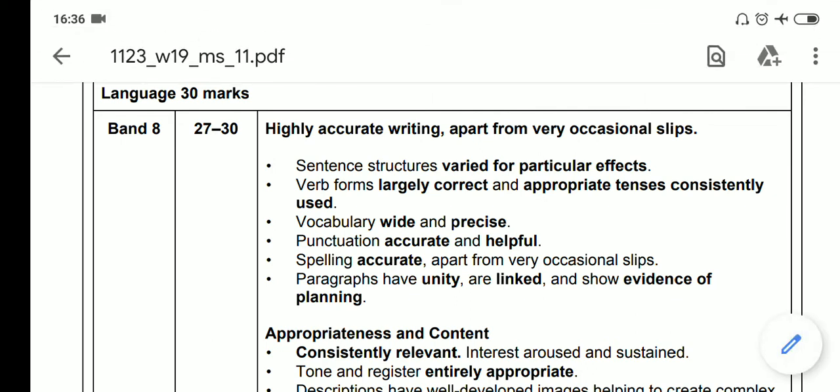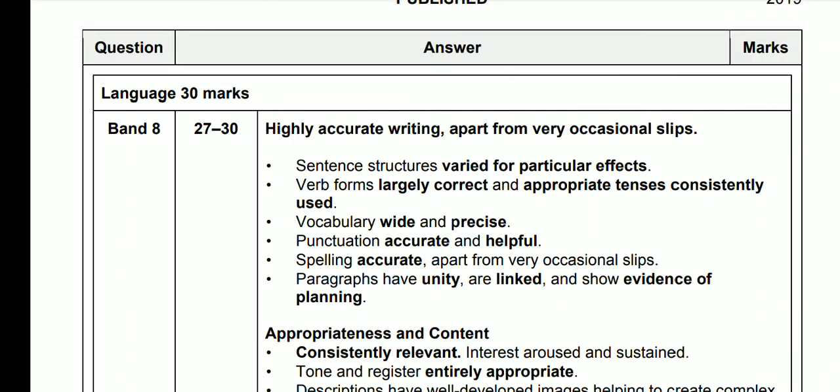Spelling should be accurate, apart from very occasional slips. In the marking schemes, even in the highest bands, the occasional slips are not penalized. I mean, if you have written 350 to 500 words and you have made 2 spelling mistakes, that may not be penalized. Paragraphs have unity and are linked and show evidence of planning, that you have planned your essay.